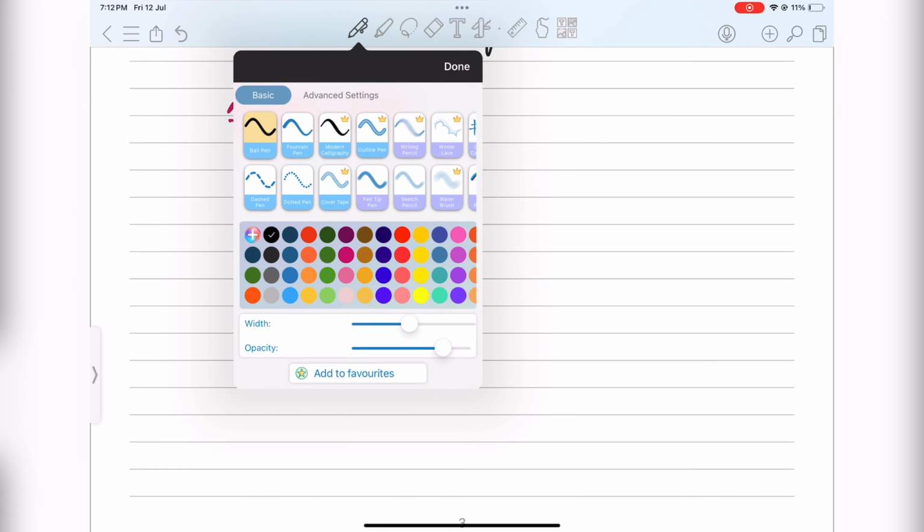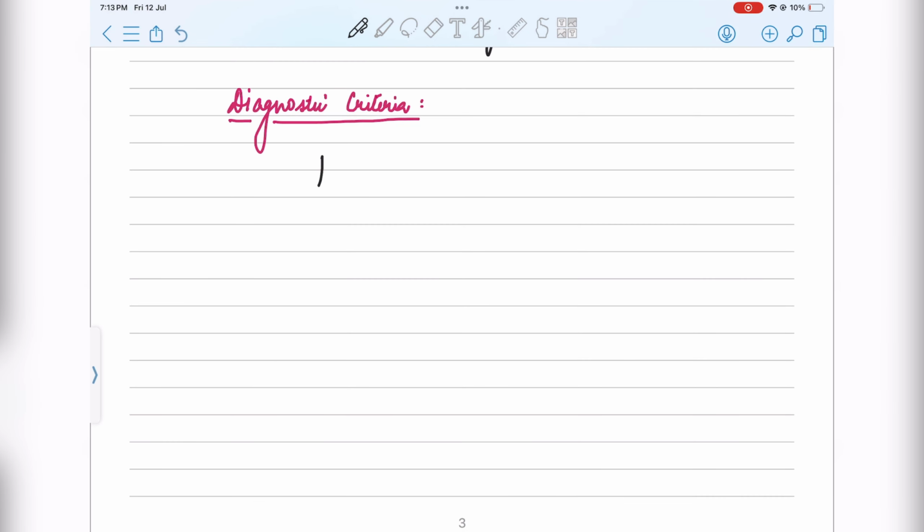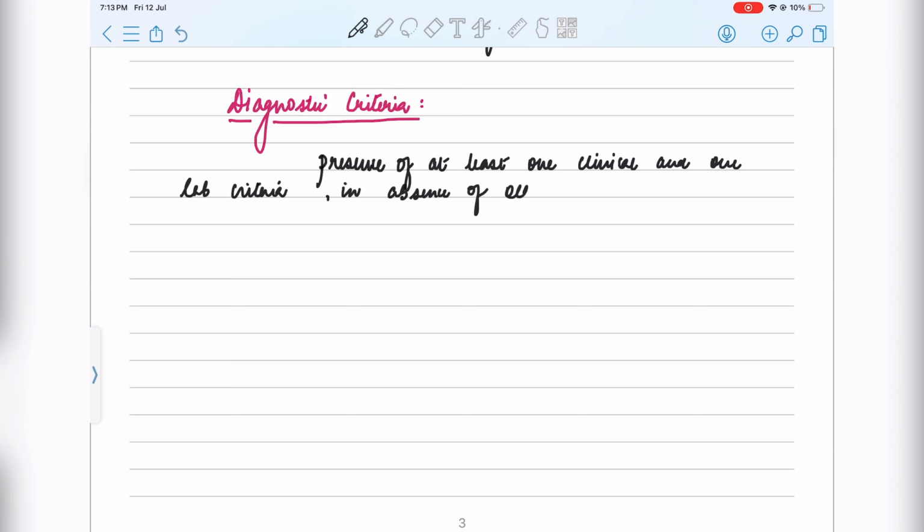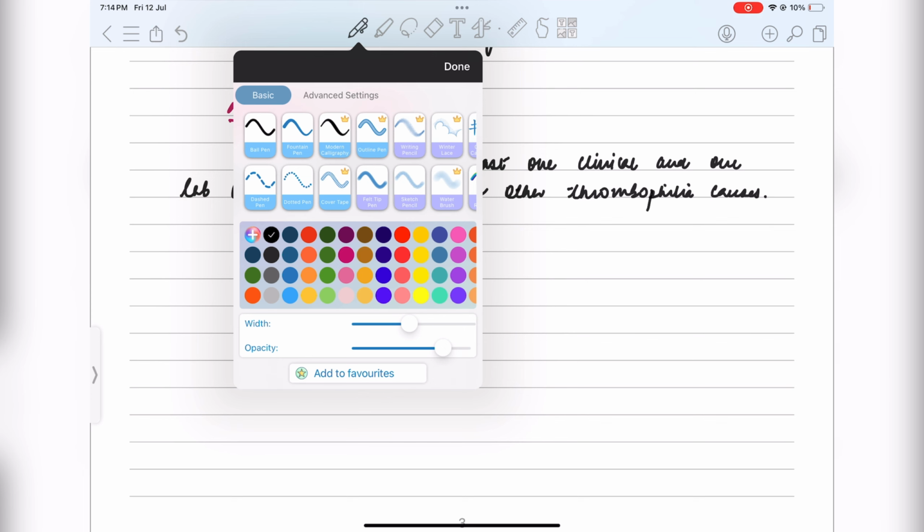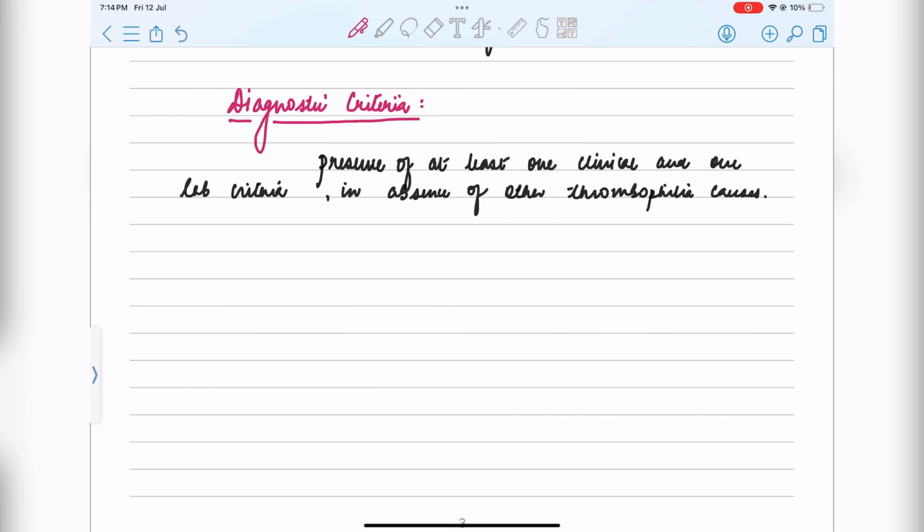Now, when it comes to diagnosis, it is very important to diagnose APS correctly, because when we want to diagnose APS, दो criteria fulfill होने चाहिए. एक clinical criteria fulfill होना ज़रूरी है और एक lab criteria fulfill होना ज़रूरी है. And in absence of any other thrombophilic causes, it is very important to rule out all other thrombophilia causes, because then only we can finalize that the patient has APS. So first up, we'll be discussing the clinical criteria.